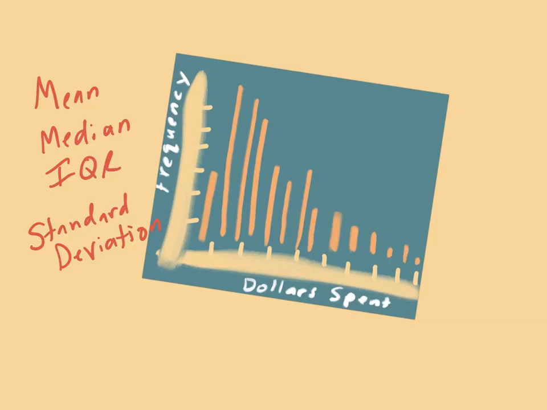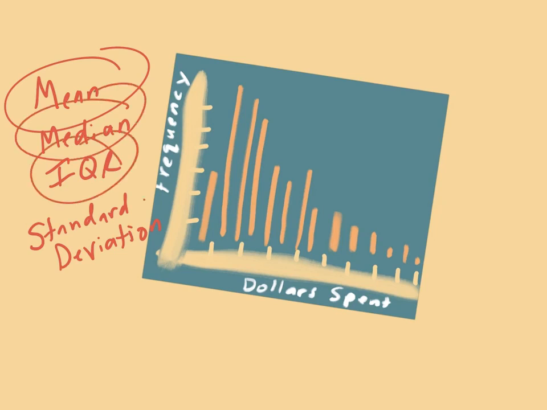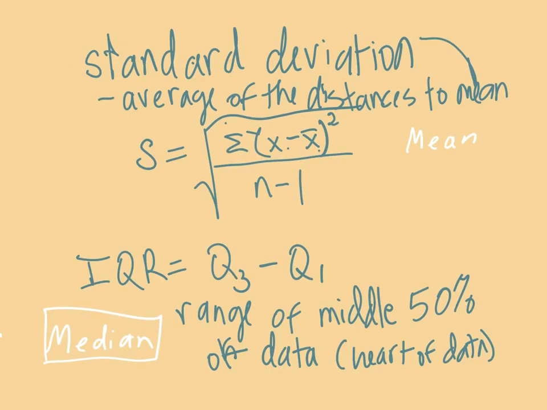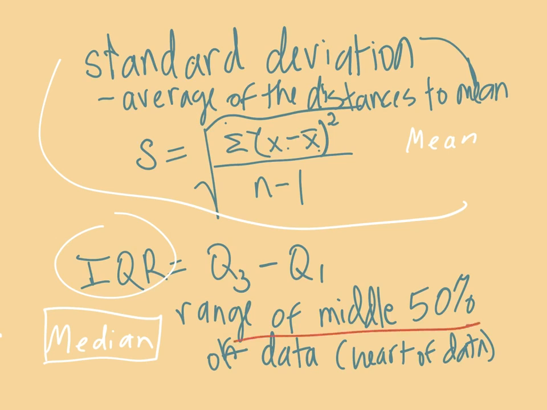So looking at this data distribution, how would you describe it? Would you use the mean, the median, IQR, or standard deviation? Well, we know that the answers are median and IQR for the spread. Standard deviation goes hand in hand with the mean because you find the standard deviation by taking the averages of the distances of the values to the mean. And then IQR is simply the third quartile of the data minus the first quartile. So it's the range of the middle 50% of the data, the heart of the data.